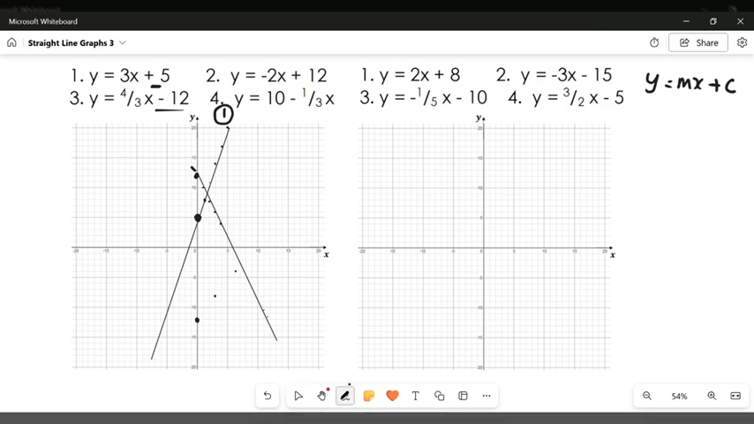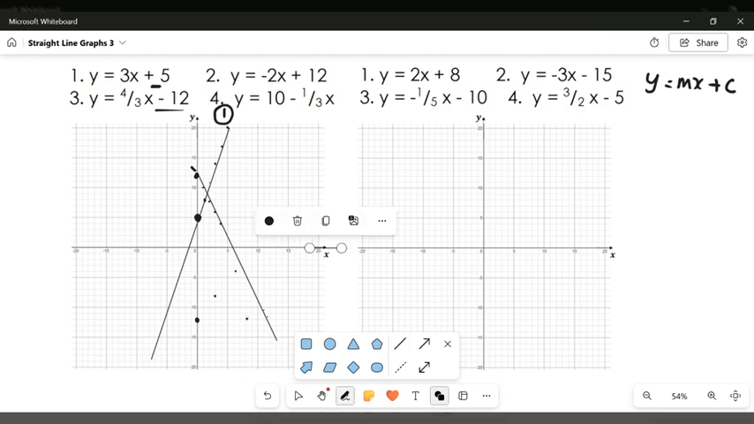Okay, and then you get your ruler. Once you've got 2 or 3 points on there, you should be able to join it all the way through like that. So that is number 3.